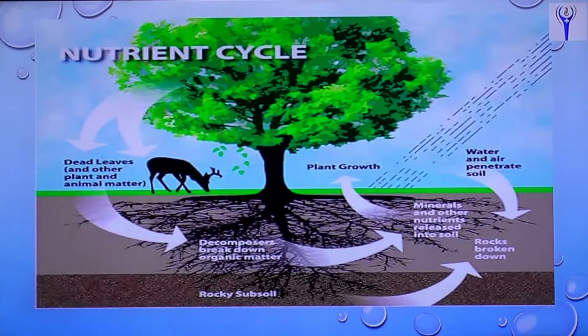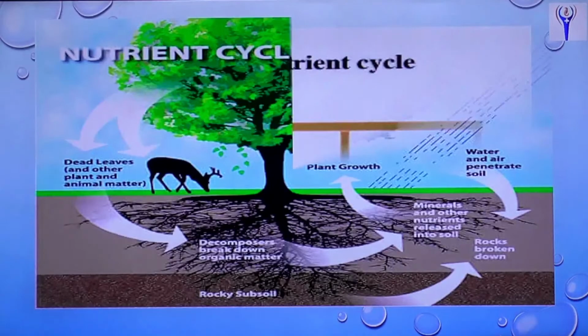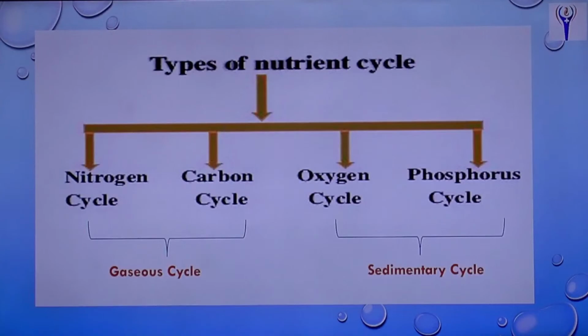And the next is the nutrient cycle. The movement of nutrient elements through various components of the ecosystem is called nutrient cycling, also known as biogeochemical cycles. These cycles are of two types. First is gaseous and another is sedimentary. The gaseous is of two types, that is nitrogen cycle and carbon cycle. Whereas the sedimentary cycle is of two types, one is sulphur and another is phosphorus cycle.